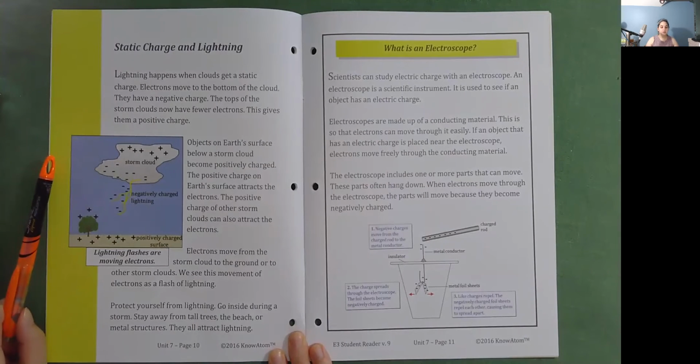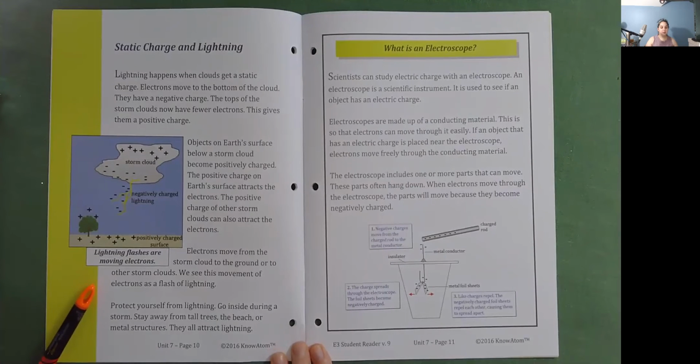Objects on Earth's surface below a storm cloud become positively charged. The positive charge on Earth's surface attracts the electrons. The positive charge of other storm clouds can also attract the electrons. Electrons move from the storm cloud to the ground or to other storm clouds. We see this movement of electrons as a flash of lightning.